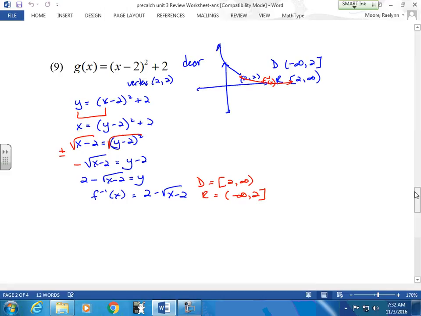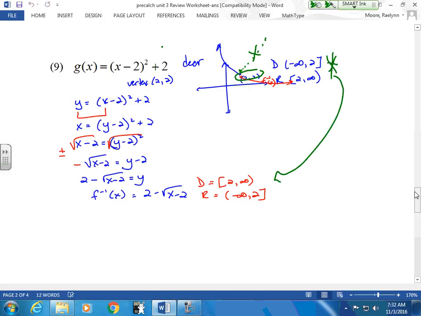Decreasing? I want the decreasing. Remember, start like this. Here's your parabola. I don't want this side. Find me your vertex. This is going to the right 2, up 2. This is my ending point right here. So my domain is -infinity to 2, and my range is 2 to infinity. Get these first. Then restrict them.